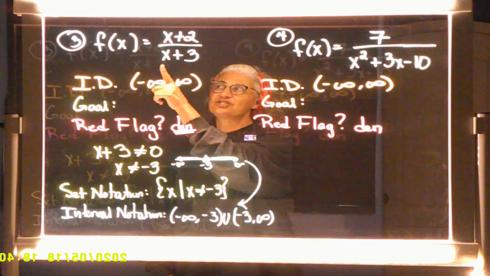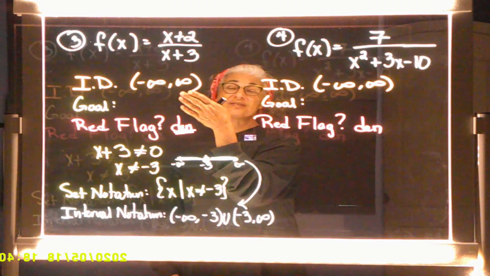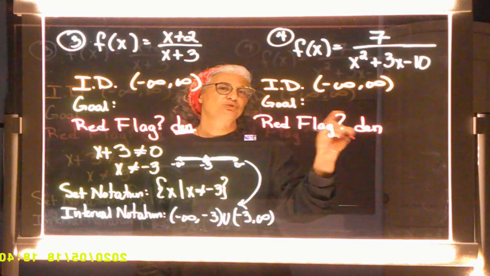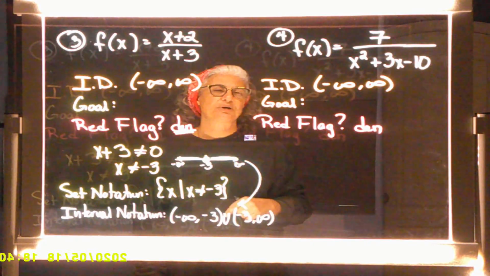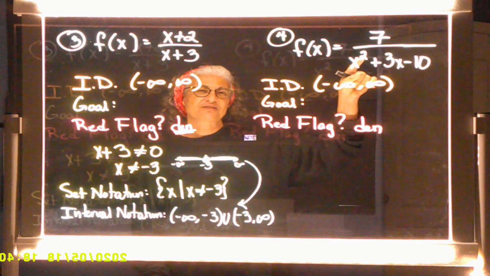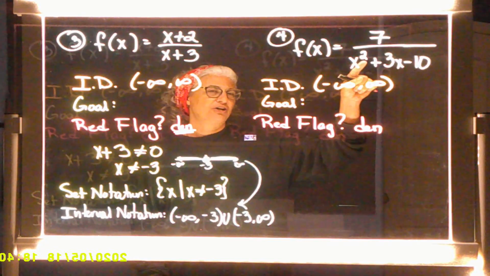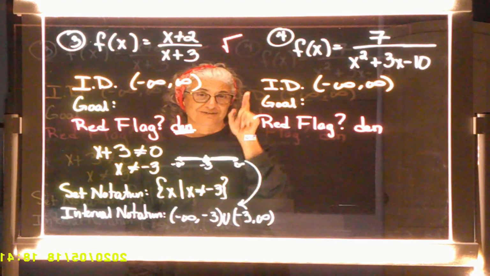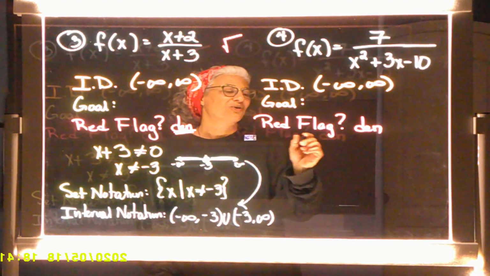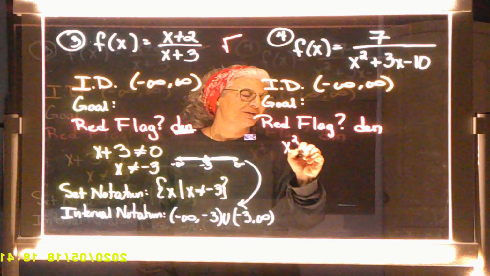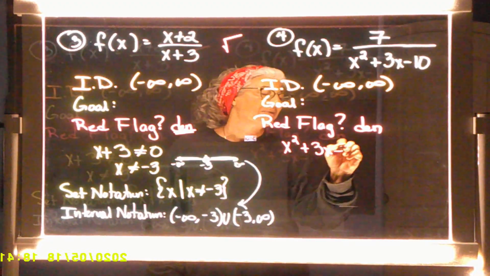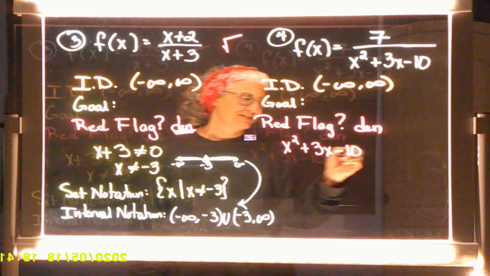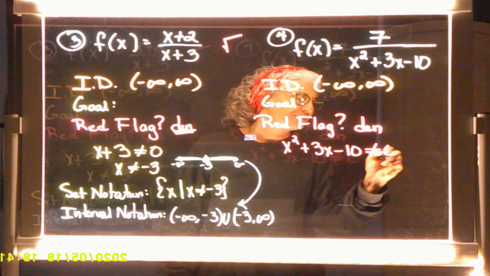By the way, I forgot to check over on number 3. Do I have a square root? No. Just because you have one red flag doesn't mean you wouldn't have both of them. So just FYI. So do I have the square root here also? No. Very good. That square is not a square root, right? Okay. So my denominator is x squared plus 3x minus 10. And that denominator, that's right, is not allowed to be equal to 0.